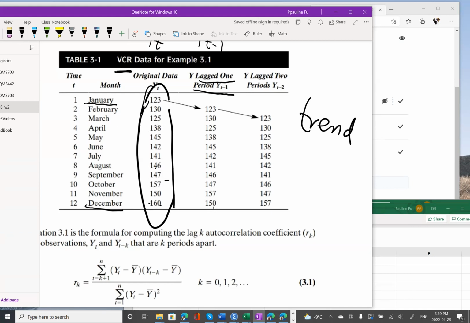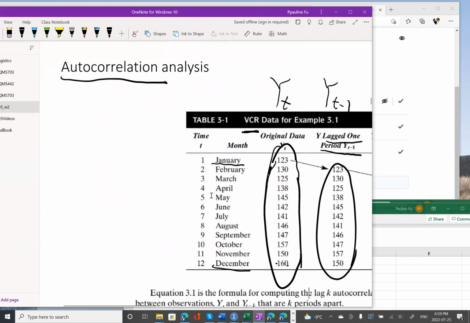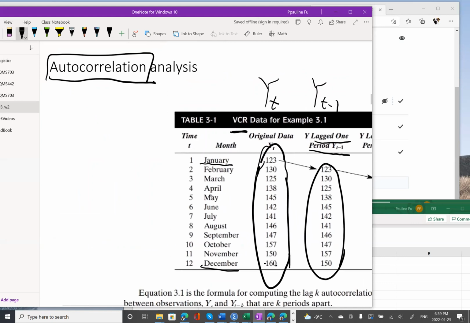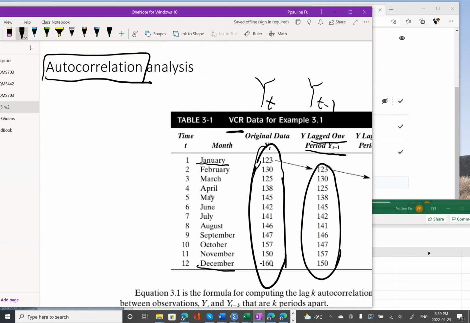So we want to explore the relationship between the original data and the lagged one period data, this data with this data. We want to introduce a concept, autocorrelation. Why do we need the lagged one period? Why do we need those two sets of data instead of just one? Because this is time series data. The data are connected with each other. We want to see the connections, the relationship, the correlation.